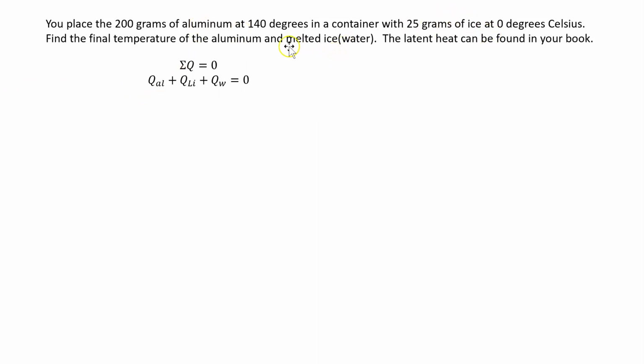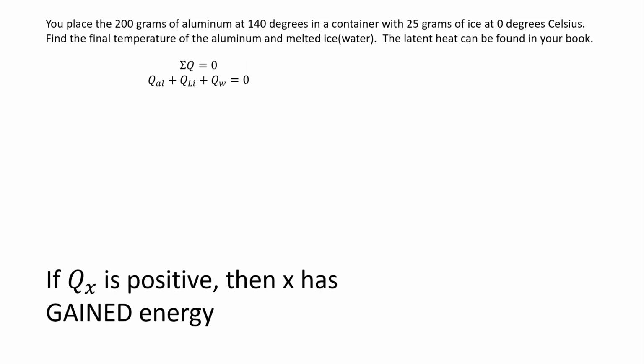Okay, so if we write this down, in this case, I have aluminum, I've got ice, and then later in the problem, it says something about melted water. So I probably have water too. I am adding the heat in all three cases. Now, the heat may turn out to be positive or negative, and we'll deal with that as we go. But the big idea here is that if the heat for a particular substance is positive, that substance is gaining heat.